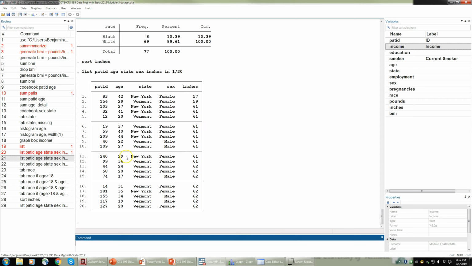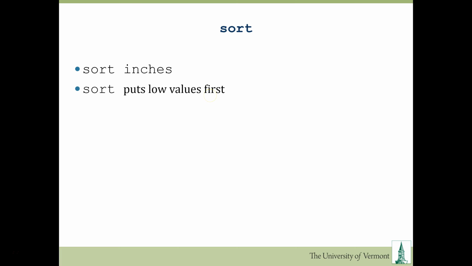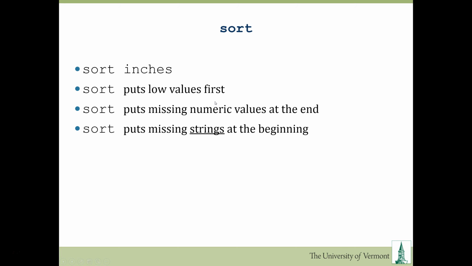All the other variables for these records are in an arbitrary order dependent on what the inch value was. So all the variables get sorted at the same time. The first thing that we talked about is that sort puts low values first, and it puts numeric values that are missing at the end, but it puts missing strings at the beginning. Finally, duplicate values, as we saw with all those 61s, get put together.